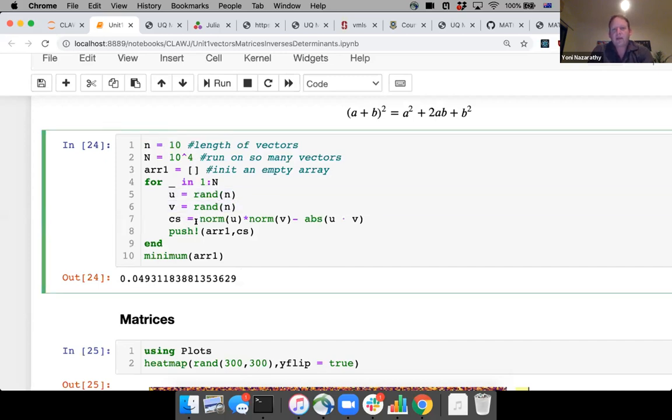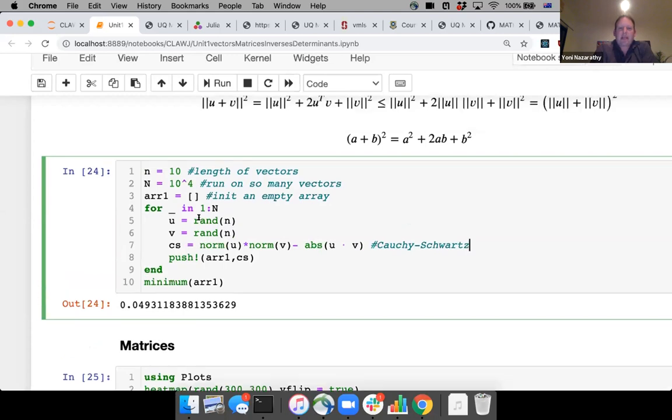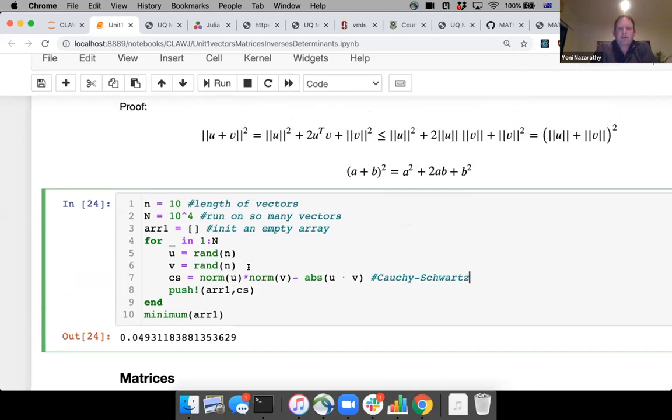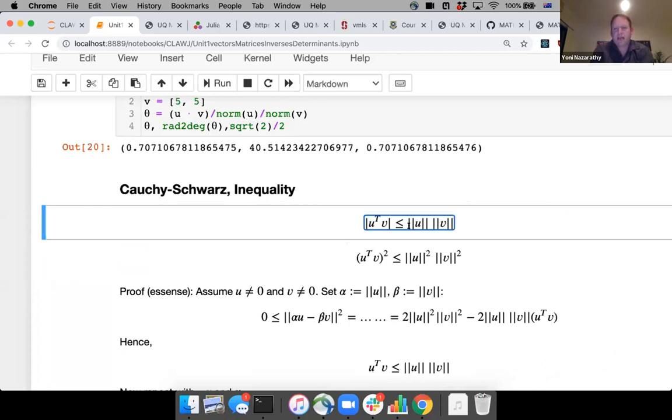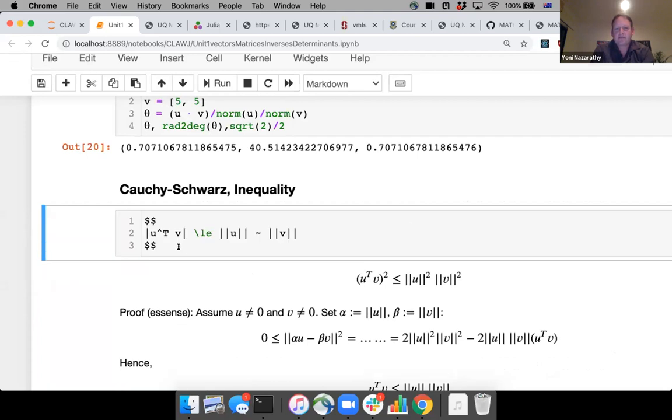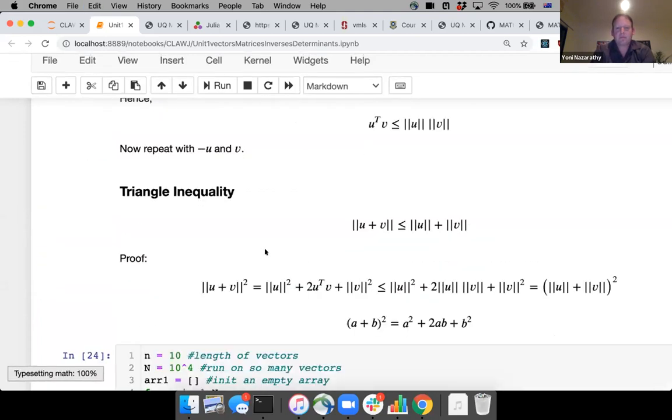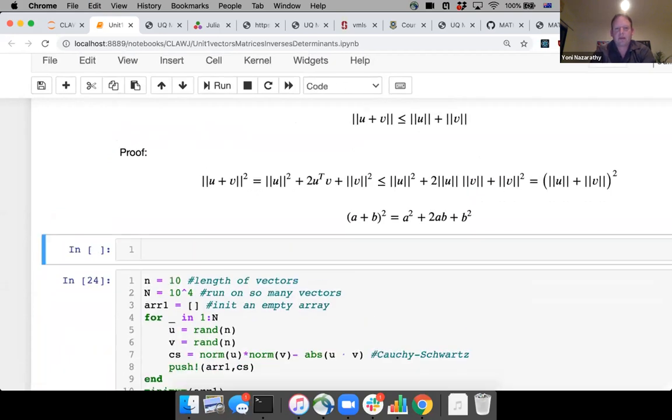And what we're doing here in line 7 is kind of the Cauchy-Schwarz. Cauchy-Schwarz tells me that this is an inequality. So I could have written Cauchy-Schwarz as, let me just copy this and go up here.